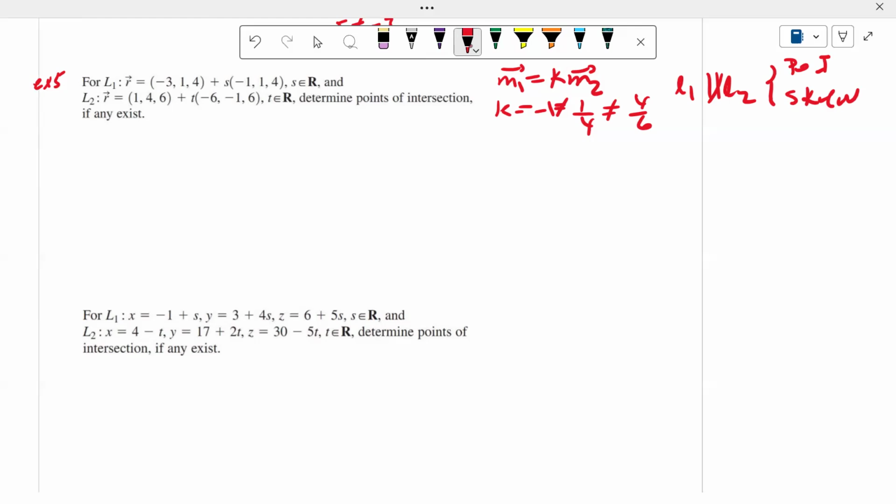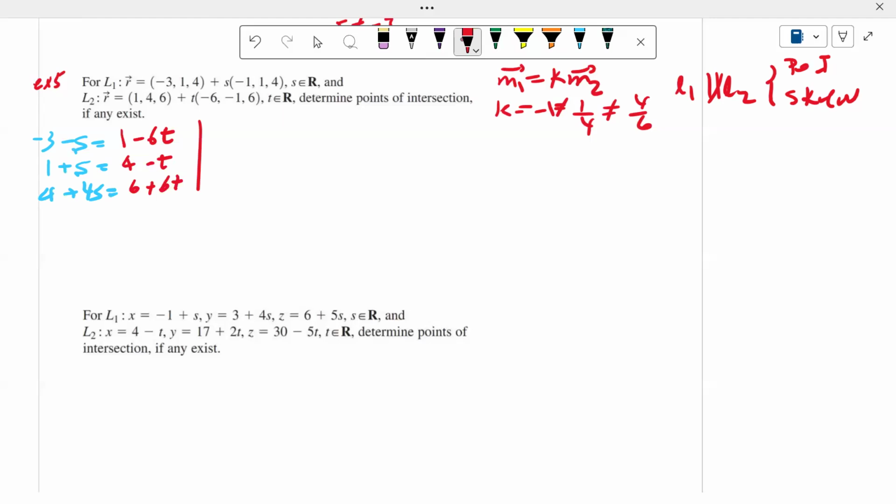Which one? First, I have to equate the parametric equations together. So I'm going to say minus 3 minus s equals, I'm looking at line 1. The second one is 1 plus s equals, third one, 4 plus 4s equals. Now, the parametric equation of line 2: 1 minus 6t, 4 minus t, and 6 plus 6t.